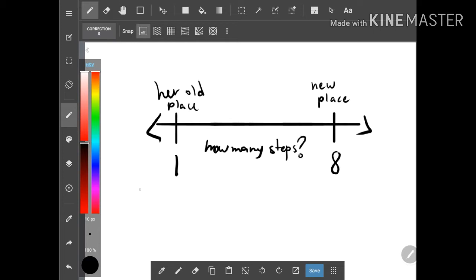The formula for getting the distance is the absolute value of x sub 2 minus x sub 1. So substitute and we will have the absolute value of 8 minus 1, which is equal to 7.